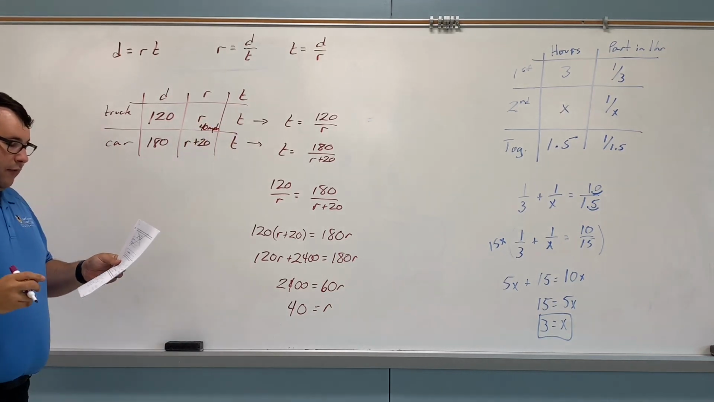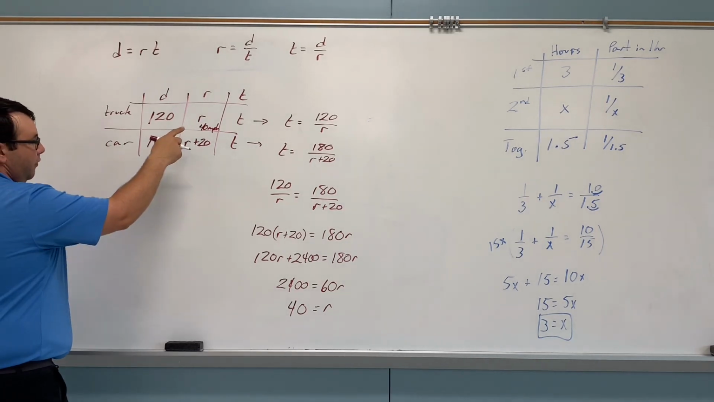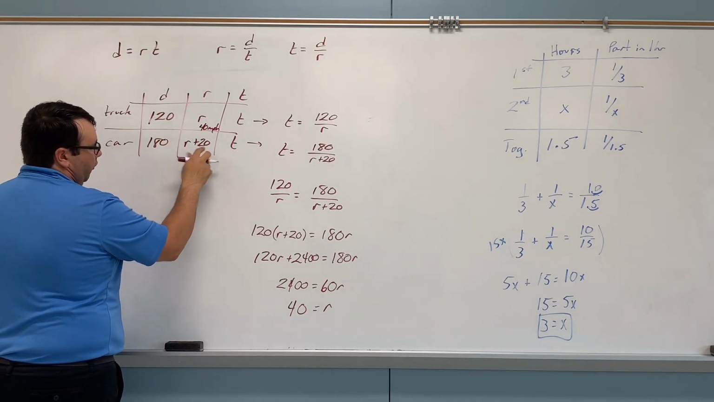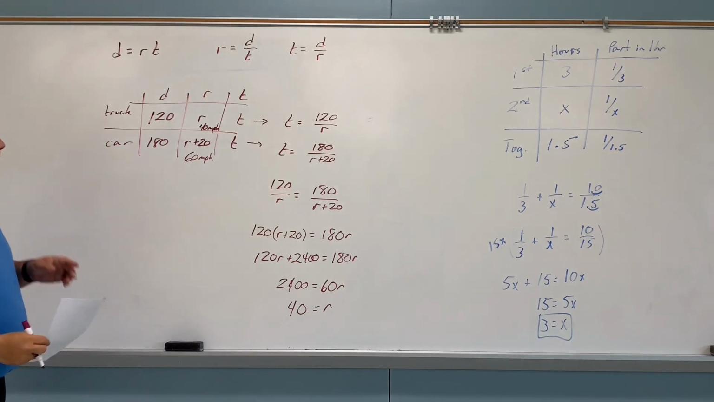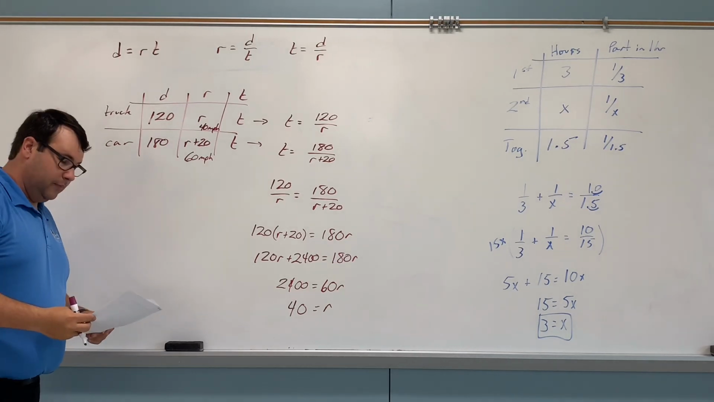And it was asking for the car speed and the truck speed, so I have the truck. The car is 40 plus 20, which is 60 miles per hour. Okay, very good. Very easy to do.